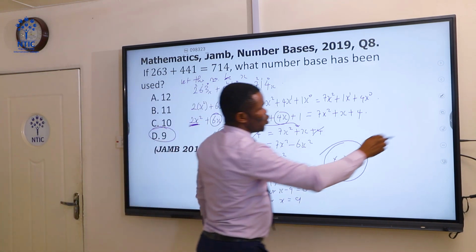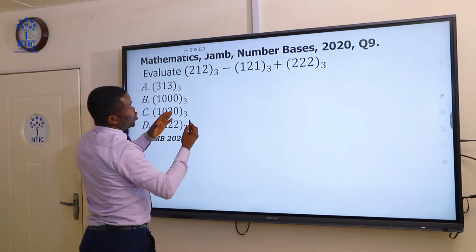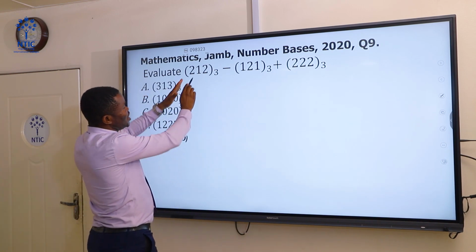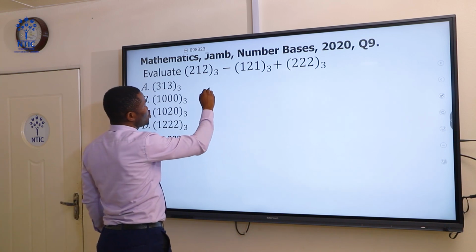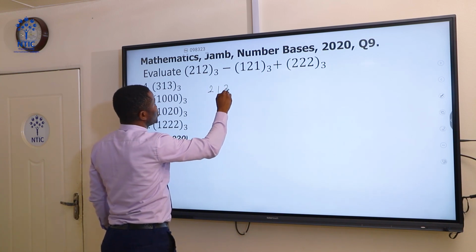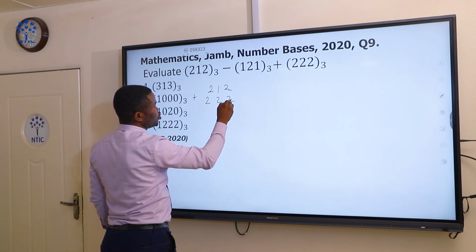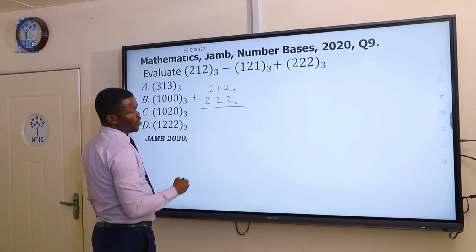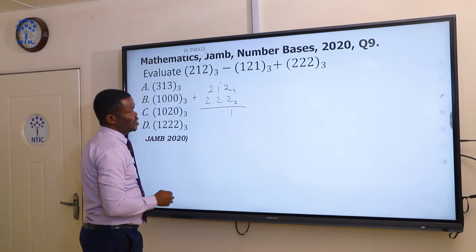So next question. Next question is this. The simplest way is to add the positive number, then later subtract. So I'm going to do so. 2, 1, 2 plus 2, 2, 2, all in base 3. So 2 plus 2 is 4. 4 in base 3 is 11. So take 1 to the left.